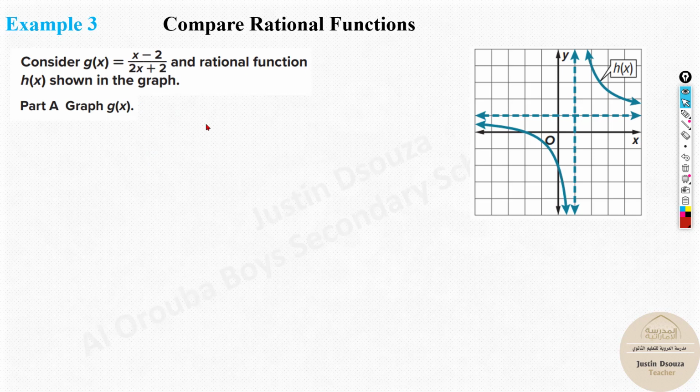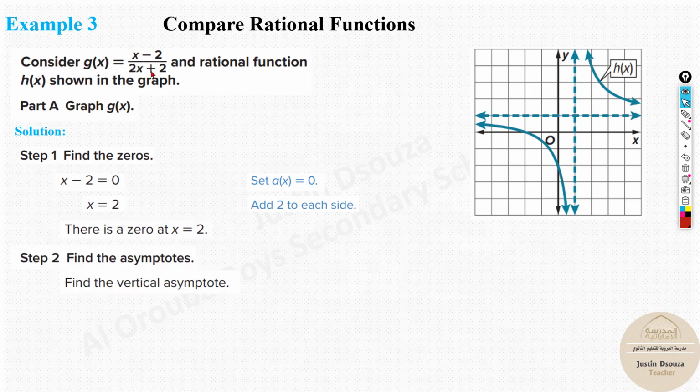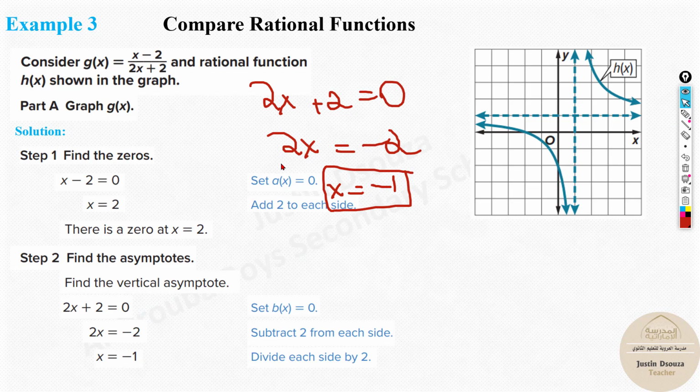So first thing, find the zeros, and the horizontal and vertical asymptotes, basic things, okay? So what are the zeros? Make the numerator equal to 0, x is equal to 2. Now what about the vertical asymptote? Denominator equals 0. 2x plus 2 equals 0. Take this 2 to the other side, it'll be 2x equals minus 2. Divide both sides by 2, it'll be x equals minus 1. So the answer for the vertical asymptote is minus 1.